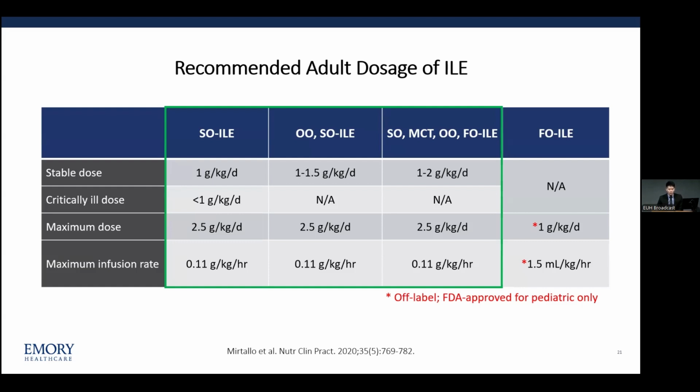As for critically ill patients, ASPEN recommends a dose of soy oil of less than 1 gram per kilogram per day. There was no recommendation for the dosage of olive oil and the other formulations. For the maximum dose and maximum infusion rate, it is similar for all three formulations, with a maximum dose of 2.5 grams per kilogram per day and a maximum rate of 0.11 grams per kilogram per hour. On the other box is the FOIOE that we have discussed, which is only FDA approved for pediatric use. Thus, the maximum dose and infusion rate here are based on pediatric recommendation.